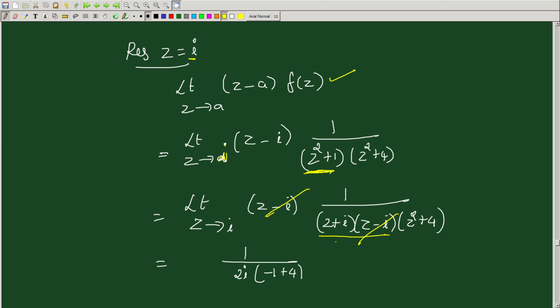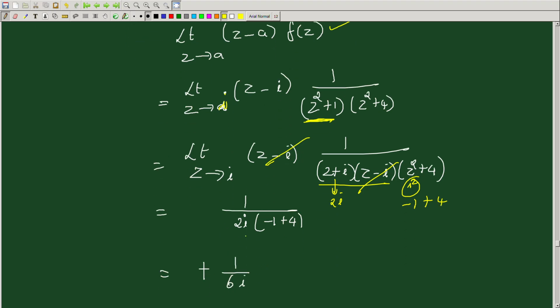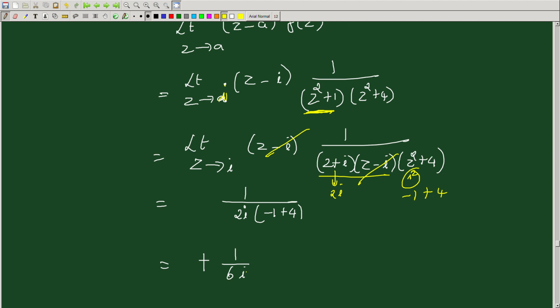So this will be 2i. This term will be i square, and i square means it is negative 1. Minus 1 plus 4, it is plus 3. So therefore, 3 times 2i is 6i. The first residue is 1 by 6i.